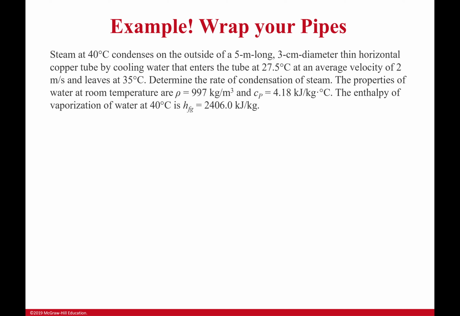So, what does it say? Well, it says steam at 40 degrees Celsius condenses on the outside of a 5-meter long, 3-centimeter diameter, thin horizontal copper tube. The thin there is simply saying that the copper tube doesn't have some sort of temperature gradient. The temperature on the inside is equal to the temperature on the outside. That's the assumption we're making.